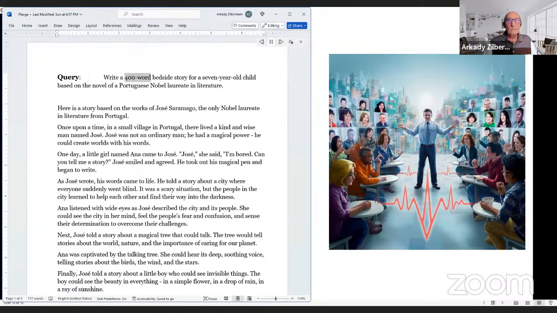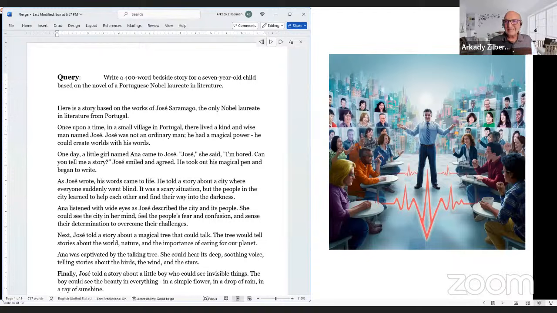Write a 400-word bedside story for a 7-year-old child based on the novel of a Portuguese Nobel laureate in literature. Here is a story based on the works of José Saramago, the only Nobel laureate in literature from Portugal. Once upon a time, in a small village in Portugal, there lived a kind and wise man named Jose. Jose was not an ordinary man. He had a magical power. He could create worlds with his words.